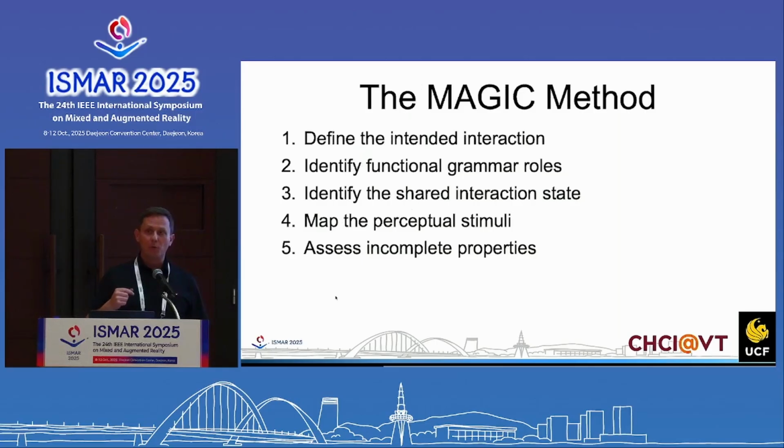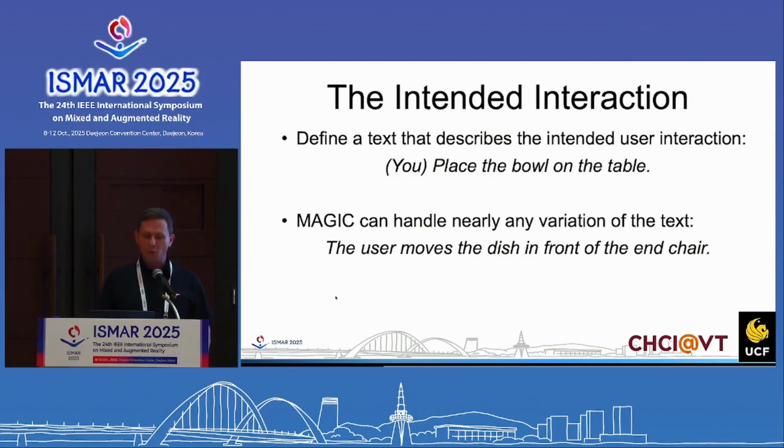So we came up with MAGIC, again, the method for analyzing the grammar of interaction cues. We're actually going to look at some grammatical sentences here. First, you define the interaction that the cue is supposed to cue to the user. We'll go through the details in a second. Once you define that text, you will then identify the semantic functional grammar roles within that text. We will then look at the shared interaction state to identify the key bits of information that both the user and the system share. We will then map the perceptual stimuli to those roles, and then we'll be able to assess for incomplete properties. So what might this look like?